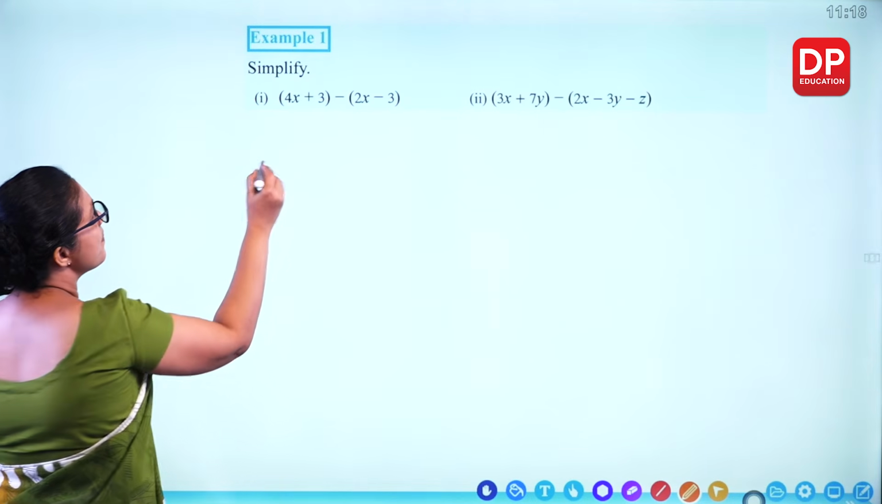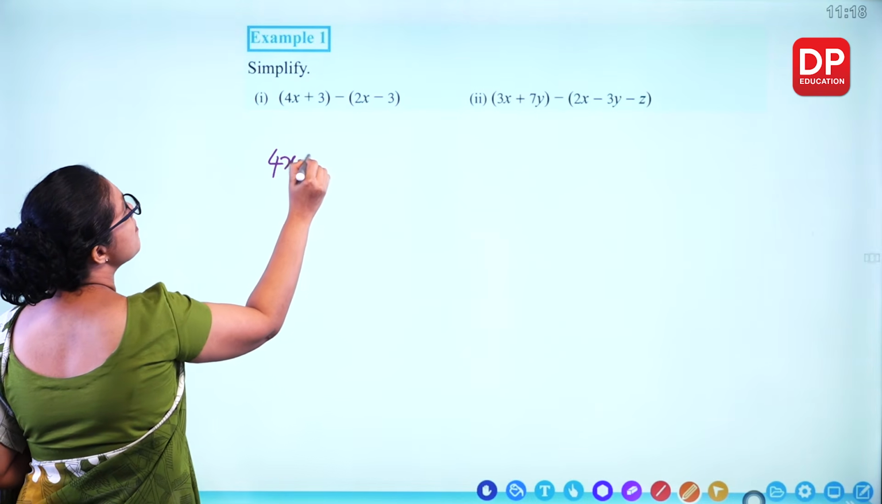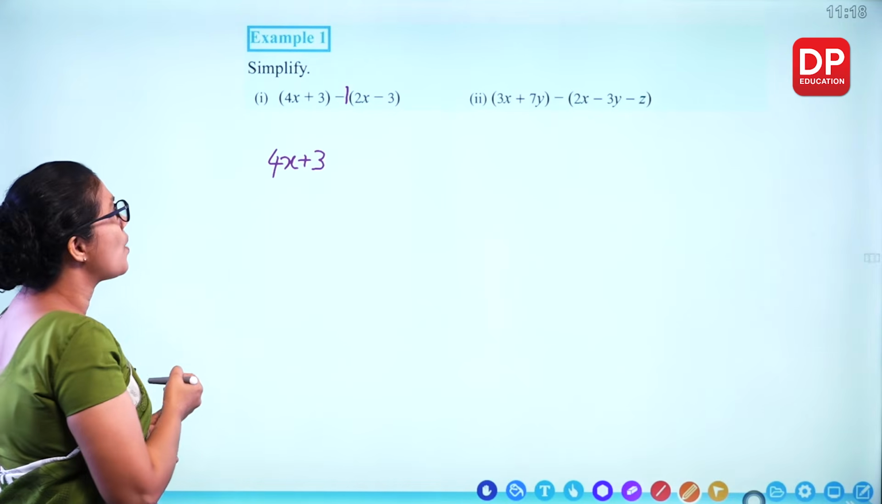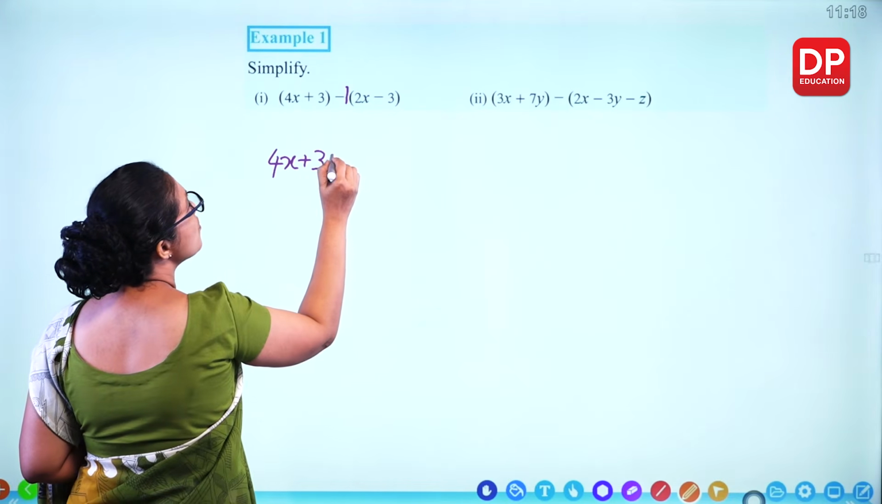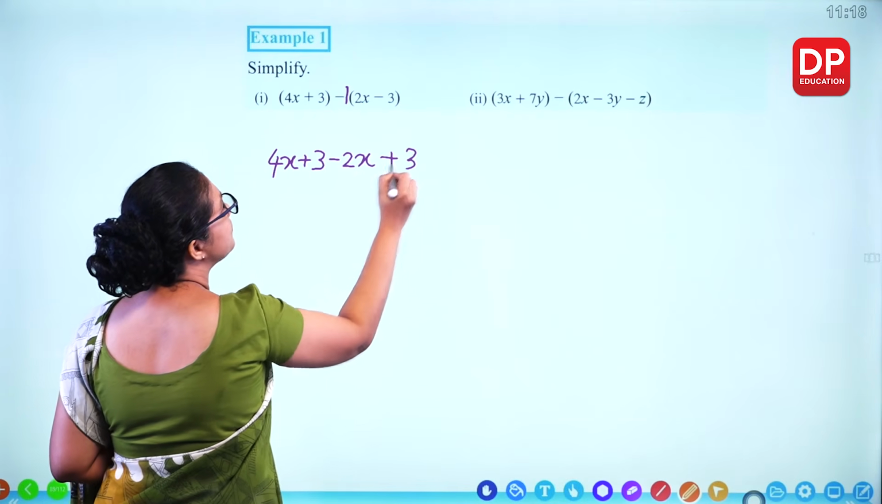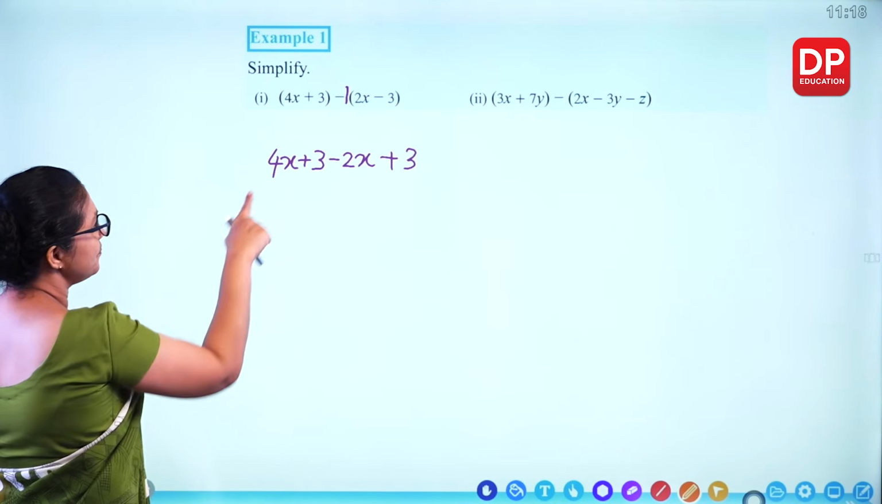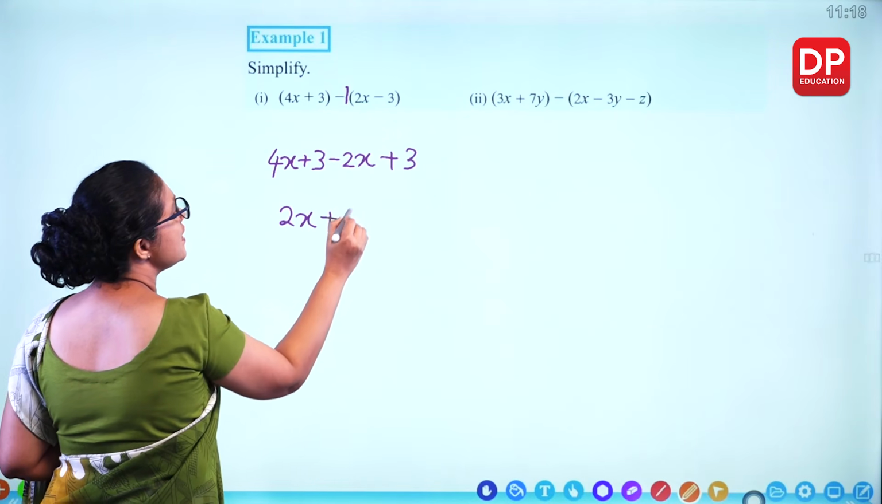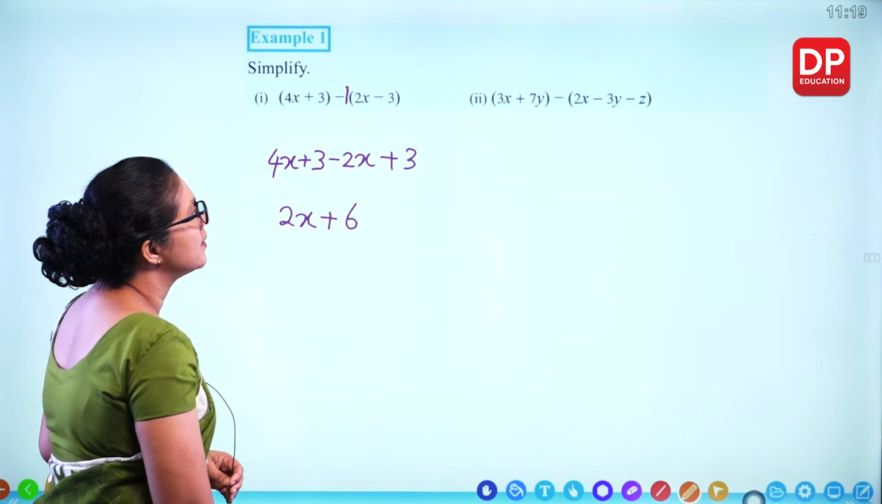Example number 1, simplify. First term, this is like multiplied by 1. Here, this is like multiplied by minus 1. Minus 1 times 2x, minus 2x. Minus into minus, plus. Simplify. 4x minus 2x, 2x, 3 and 3, you get 6.